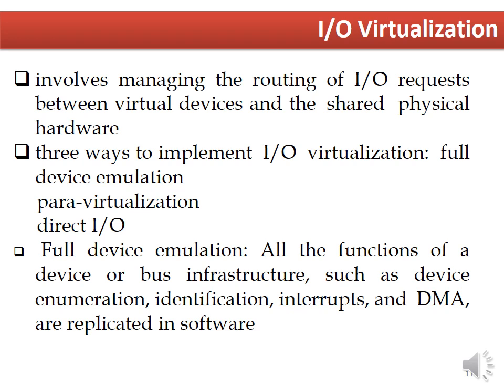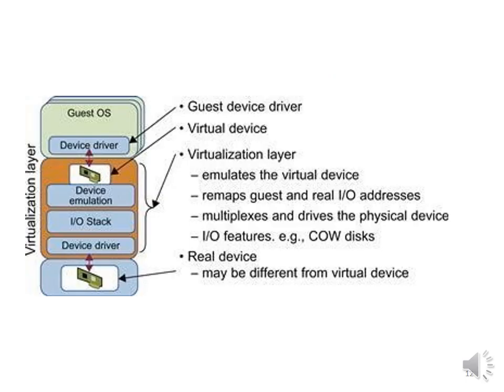Next we will see what is I/O virtualization. It involves managing the routing of I/O requests between the virtual devices and the shared physical hardware. There are three ways to implement I/O virtualization: full device emulation, para-virtualization, and direct I/O virtualization. We will see them one by one. First, full device emulation. All the functions of a device or bus infrastructure, such as device enumeration, identification, interrupts and DMA, are replicated in software.